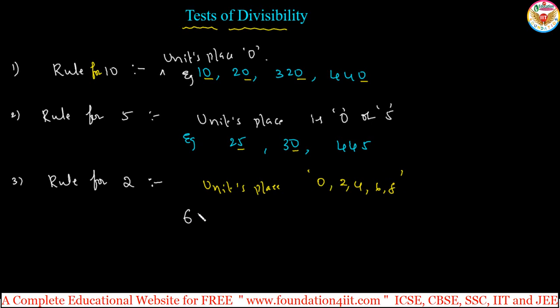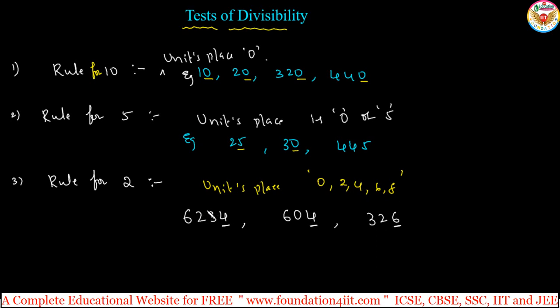So 6234, 4 is in the units place, so this number is divisible by 2. 604, 4 is in the units place. Right? So 326, 6 is in the units place. So the units place must be an even digit, either 0, 2, 4, 6, 8. Then that number is divisible by 2.